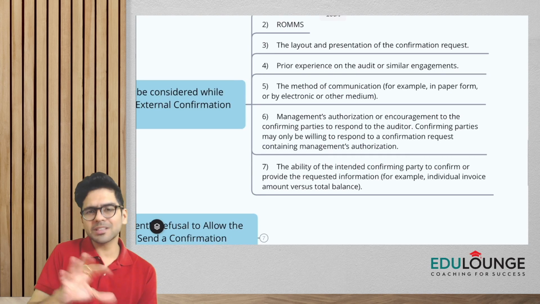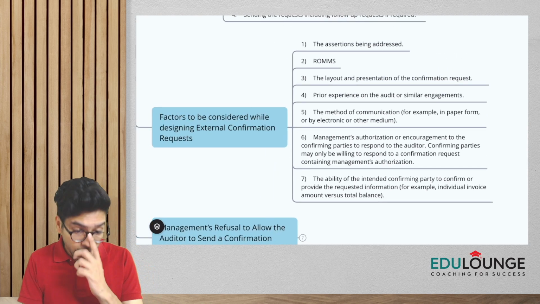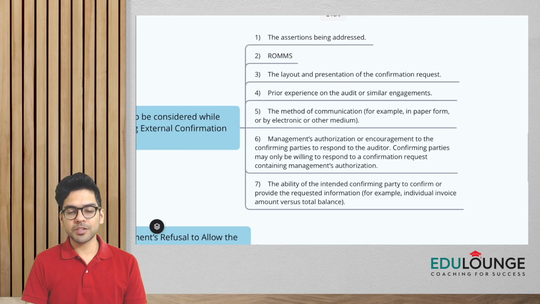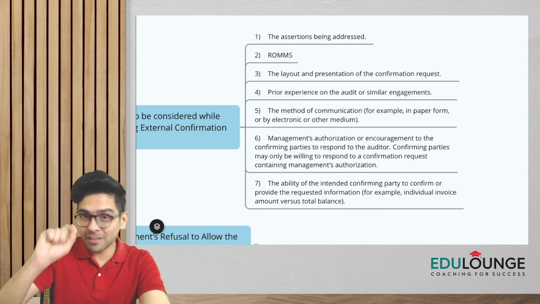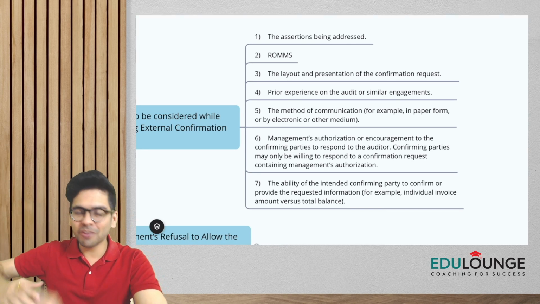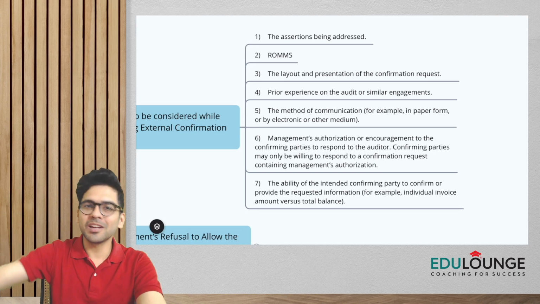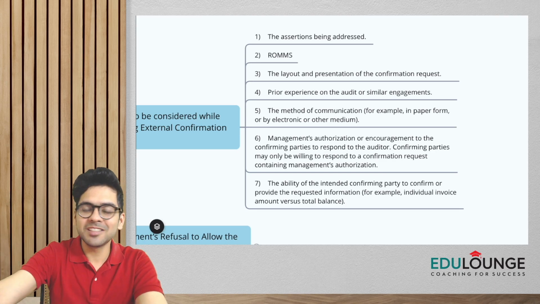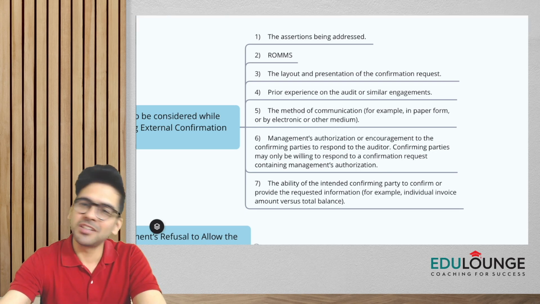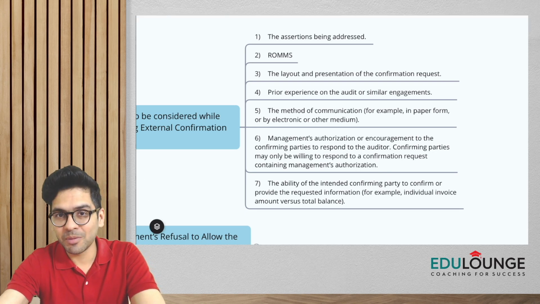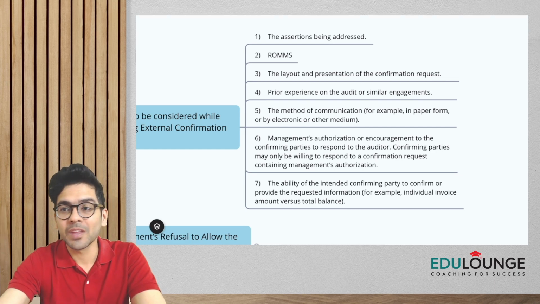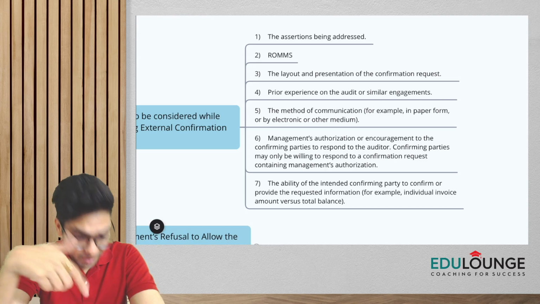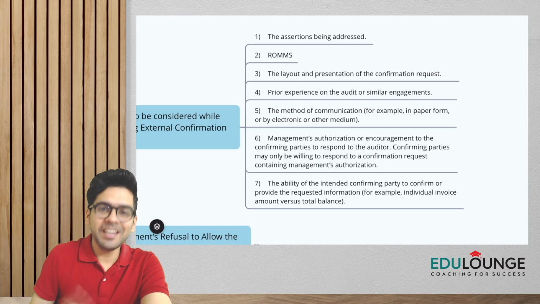Okay, so this can be again an important question, guys. Factors to be considered while designing external confirmation request. In my regular lectures, I always tell you, right, all the questions pertaining to factors are important. In some of my batches, I even make the students write all the topics of factors: factors to be considered in determining whether evidence is sufficient and appropriate, considerations for determining whether a risk is a significant risk or not, and factors when designing an external confirmation request.